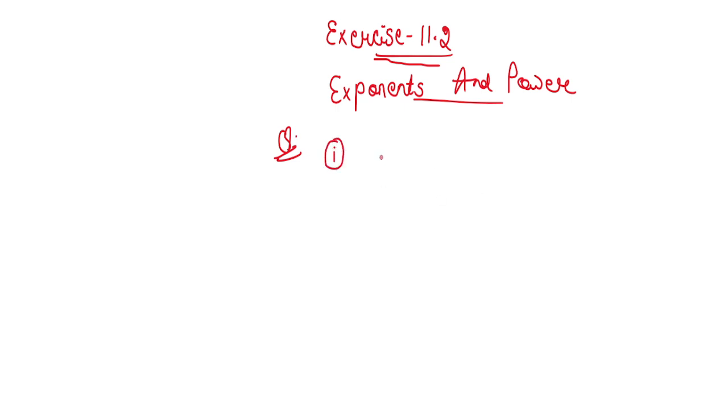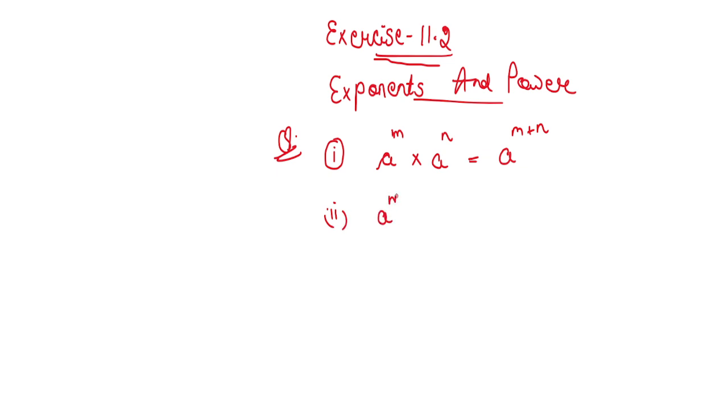The first law is if there is some base and the base is same, and the power is different. You can say a raised to the power m and a raised to the power n. If the base is same and the power is different, then what you have to do? You have to take the base one time and you have to add the power. Correct?